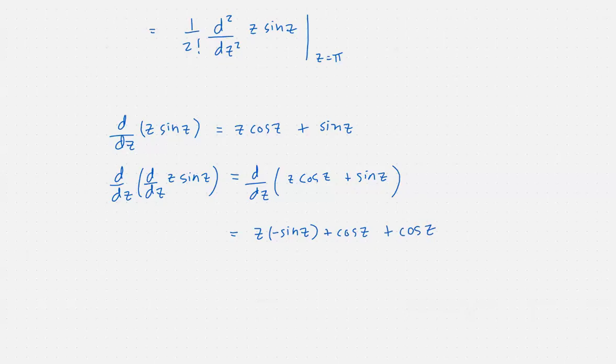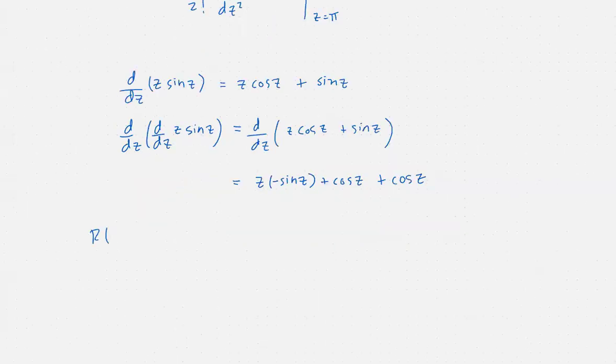So we can plug that back in. The residue at π is 1 over 2 factorial, which is just 1/2. Then the final expression that we need is negative z sin z. We can add those cosines, so we have 2 cos z evaluated at z equals π.